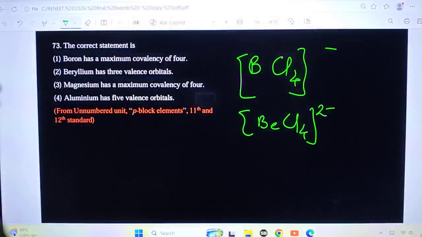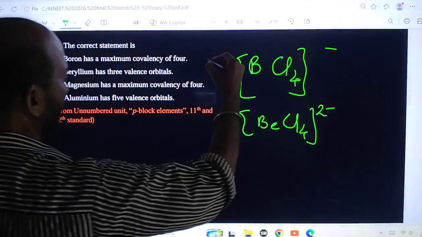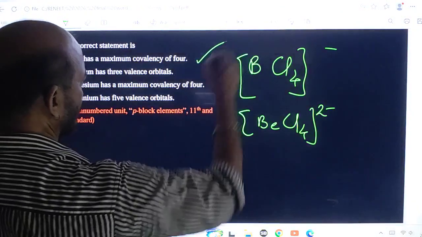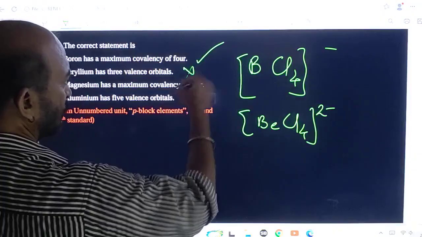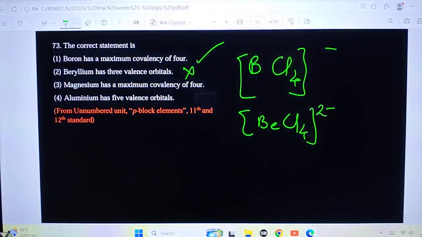Okay, beryllium has 3 valence orbitals is wrong, because this is correct. Boron has a maximum valence of 4 is correct. This is wrong. It has 4 orbitals. So beryllium has 3 valence orbitals is wrong. Both boron and beryllium have 4 orbitals.